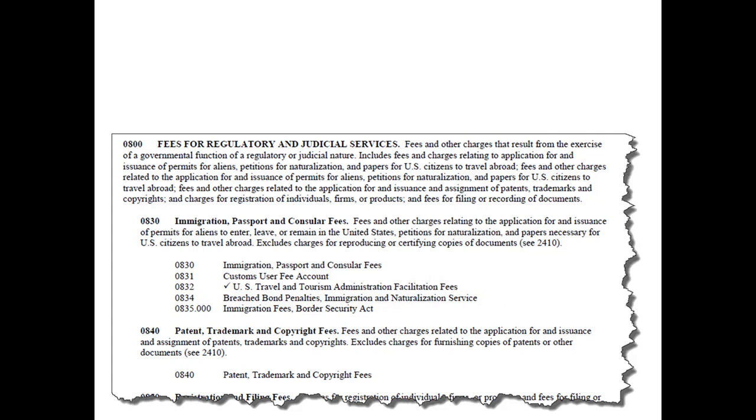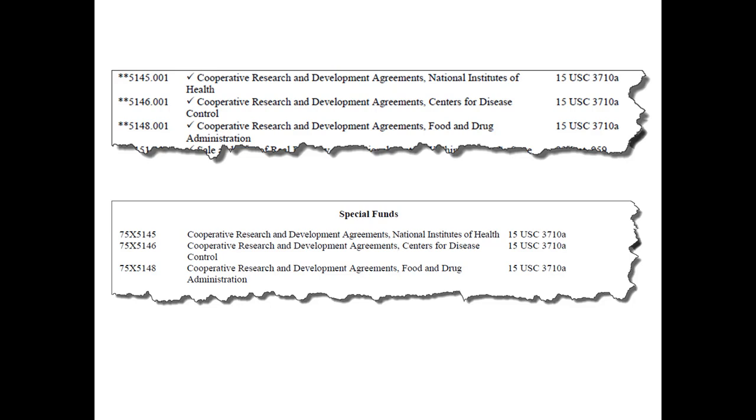Because special fund and trust fund receipts, unlike general fund receipts, are earmarked by law for specific purposes, they can only be used for the purposes of each special or trust fund. In these cases, the related special and trust fund expenditure account uses the same numbering system. Let's take a look at a sample of special fund receipt accounts. Here we see receipt and expenditure accounts for 3 HHS Cooperative Research and Development Agreements, or CRADAs. Note that the receipt accounts have a related expenditure account with the same 4-digit Treasury code.